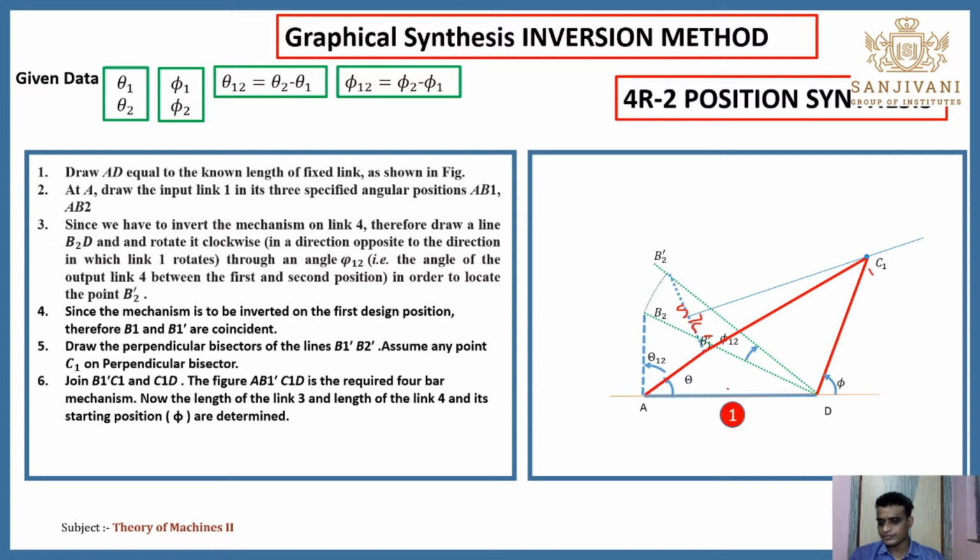This is link number 1, this is link number 2, this is link number 3, and this is link number 4. You have to measure the lengths of all these 4 links, and you will get one mechanism which satisfies these two conditions. When theta is equal to theta 1, phi will be phi 1. When theta is equal to theta 2, phi will be phi 2. This is your first method, the 2-position synthesis using the inversion method.